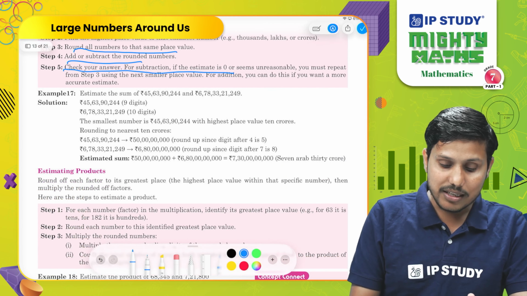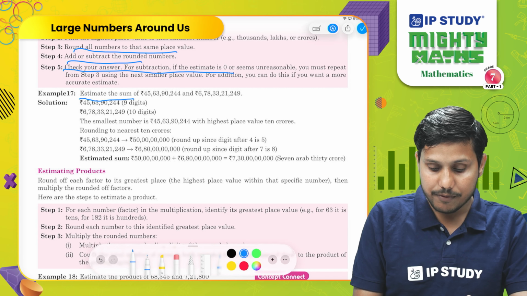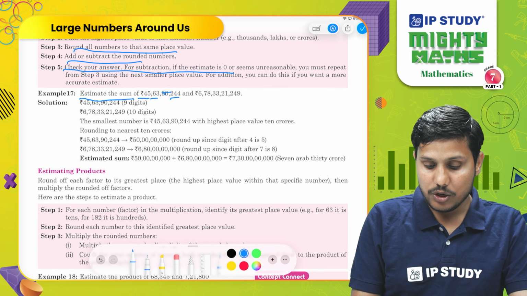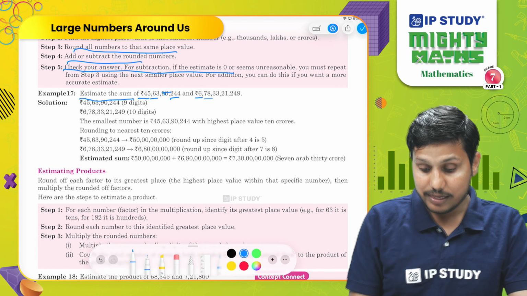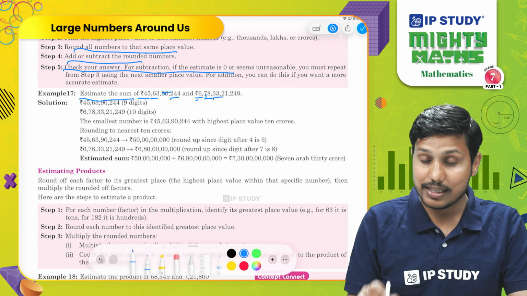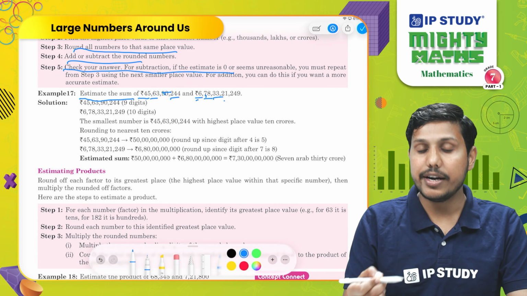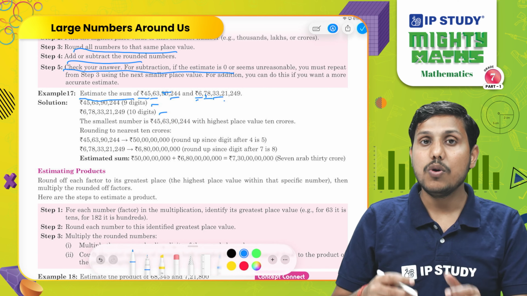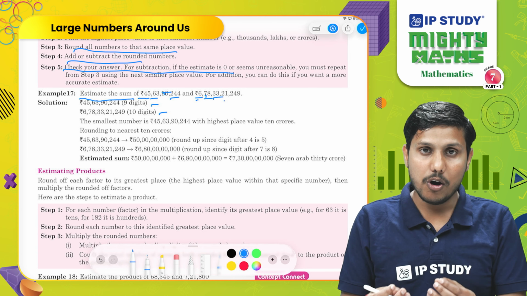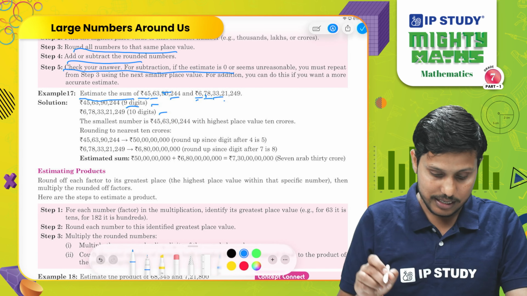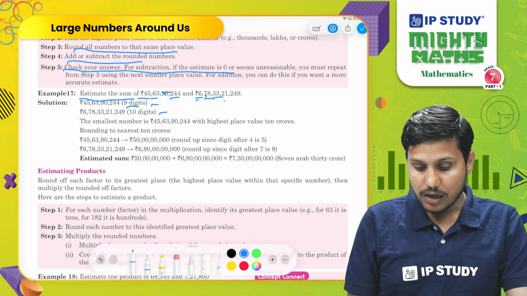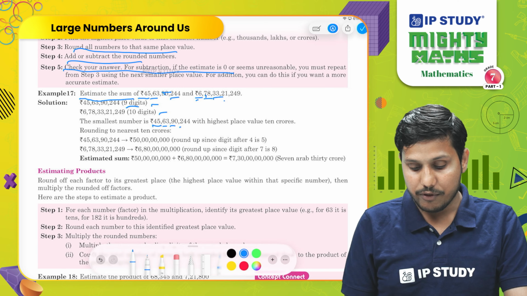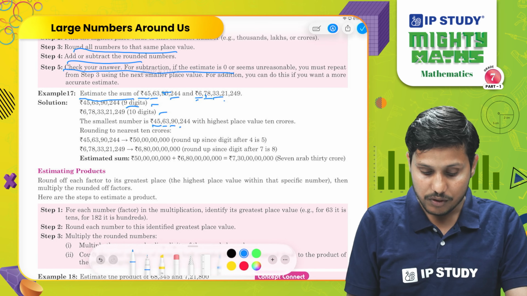Now estimate the sum of 45 crore 63 lakh 90,244 and 6 arab 78 crore 33 lakh 21,249. Now one has 9 digits and one has 10 digits. So in general, we need to round off each number up to 9 digits. So we have 45 crore 63 lakh 90,244, which we can round off using this digit.